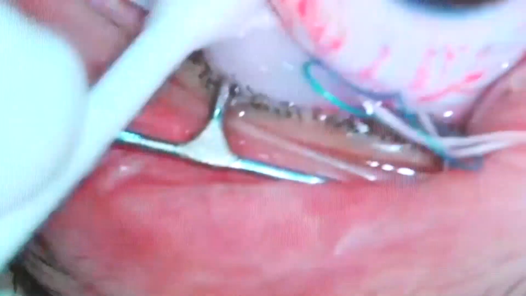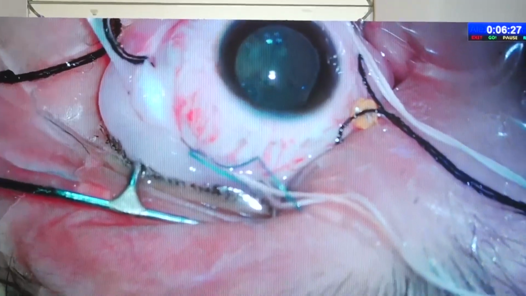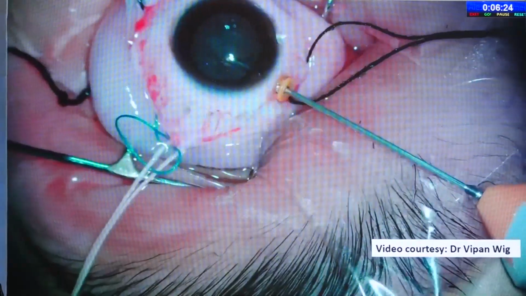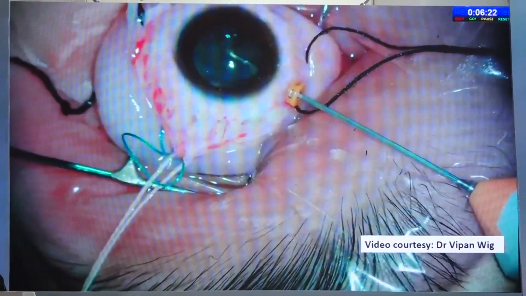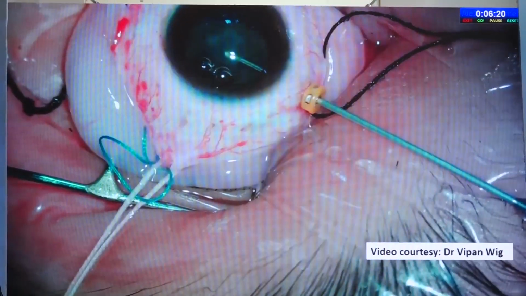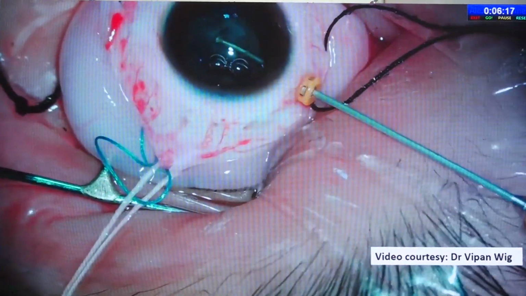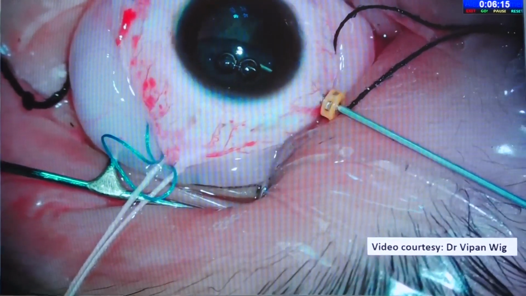So this is one case. This was a video given to me by Dr. Vipin Vig, of a 16-year-old girl who had a scleral coloboma and chronic hypotony. When he started the vitrectomy, you see there is fluid leaking from one side. He did a lensectomy in this eye, and when he removed the lens, he found that there was a scleral defect from which whatever fluid was there was going out.